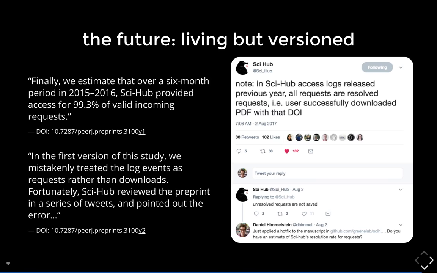So we had to change this finding. But since we could make versions, we could just say in the first version of the study, we mistakenly treated the log events as requests. And this is the beauty of having a living literature, I think, because we all make mistakes. To be a good scientist or scholar, you have to make mistakes. We want a system that supports fixing your mistakes. And right now with the journals, it's very hard to fix a mistake, and it even has a negative connotation. You have to either retract or make some sort of addendum or something.